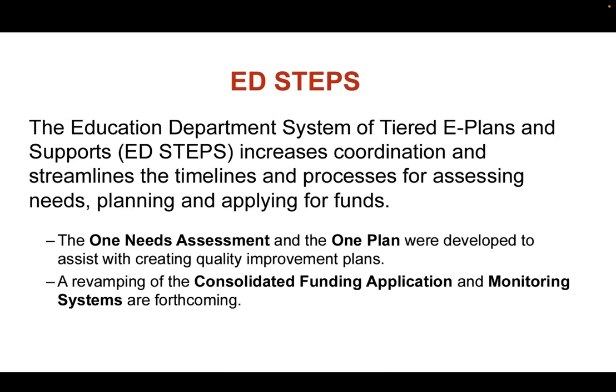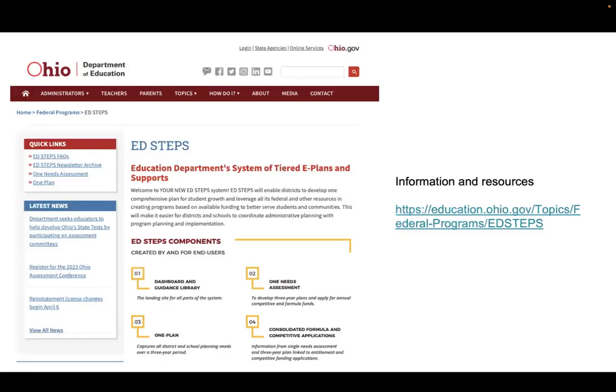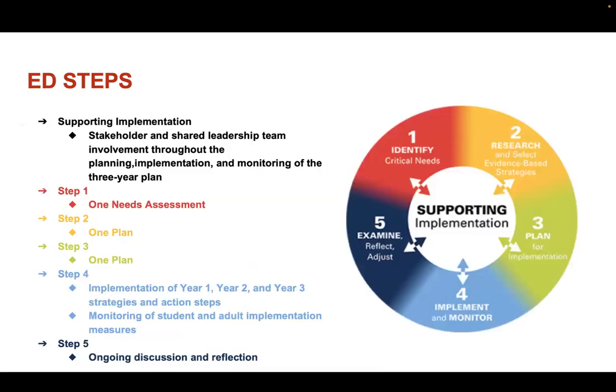I'm not sure who all has access, but particularly if you've done any kind of changes recently. There's the department's website, the Ed Steps website there. And again, if you've done it before, you're kind of familiar with some of the resources that are available on the website. I like these graphics. There are 2 graphics here that align the One Needs Assessment, the One Plan, and the steps in a color-coded way with the 5 steps on the wheel.